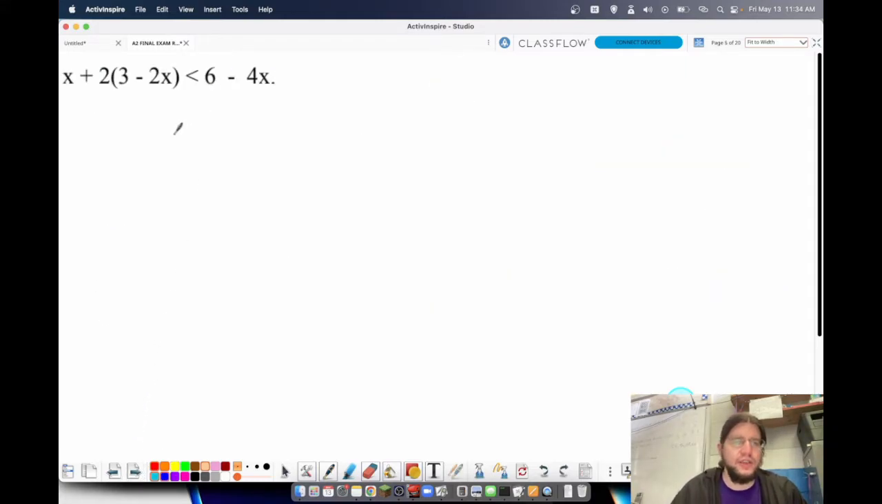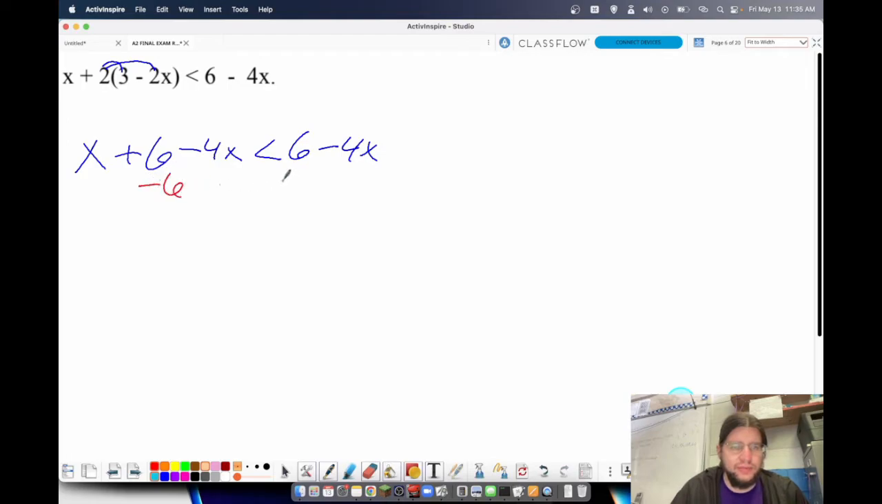All right, we got ourselves an inequality here. So again, just like an equation, the only difference is if we multiply or divide by a negative number, we're going to change the direction of our inequality symbol. So let's just use the distributive property. Now typically I combine like terms and solve from there, but if you notice, this is the same as that, and this is the same as that. So right away I just get x is less than 0.